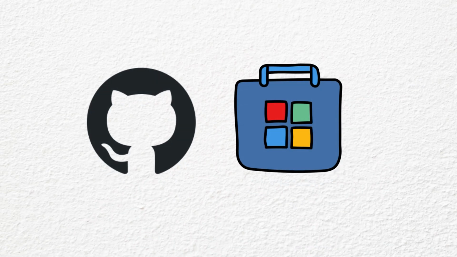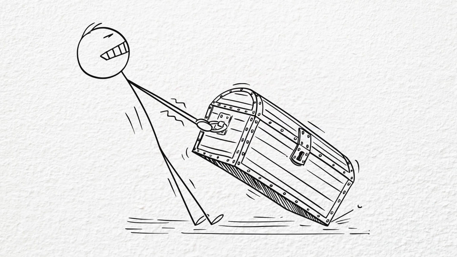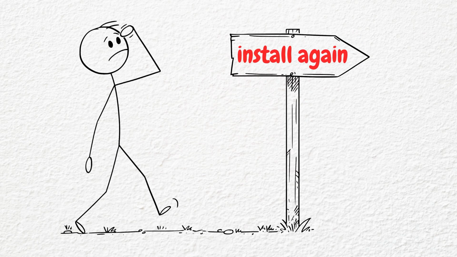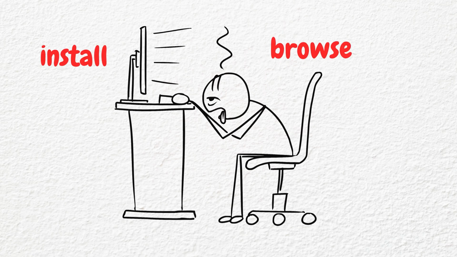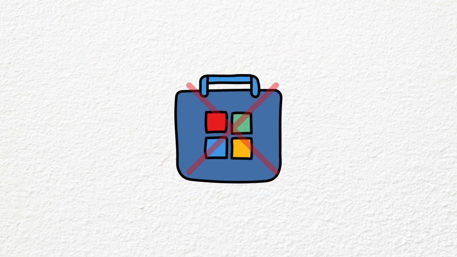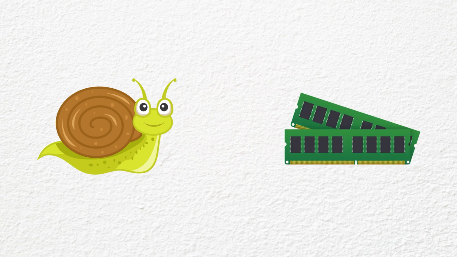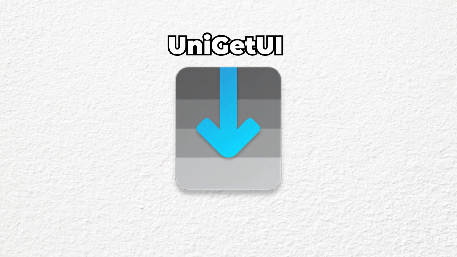If you use open source apps or programs that aren't on Microsoft Store, you've probably noticed that keeping them updated isn't exactly easy. There's no built-in way to check for updates, install them automatically, or even browse your installed apps efficiently. And let's be honest, the Microsoft Store isn't the best alternative either. It's slow, uses a lot of RAM, and doesn't always have what you need. That's where UnigetUI comes in.